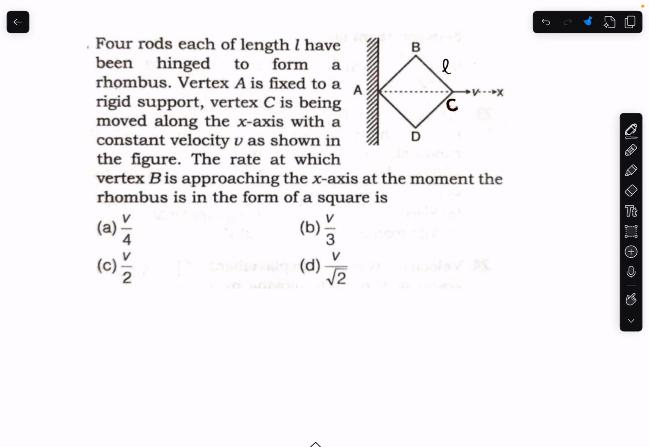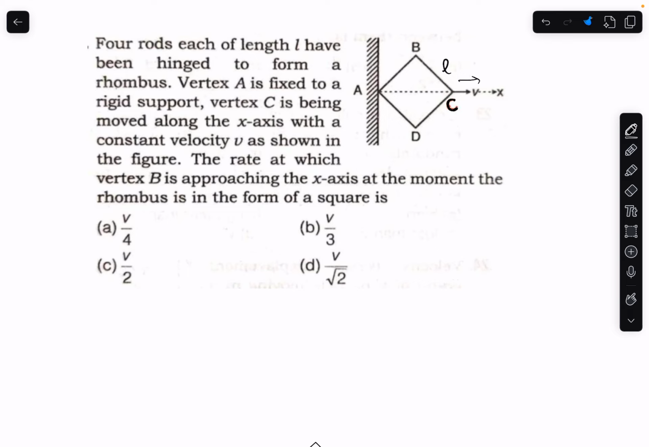Four rods, each of length L, have been hinged to form a rhombus. Vertex A, as you can see, is fixed to a rigid support. Vertex C is being moved along the x-axis like this with a constant velocity v as shown in the figure. We need the rate at which the vertex B is approaching the x-axis. There are certain physical constraints in this problem.